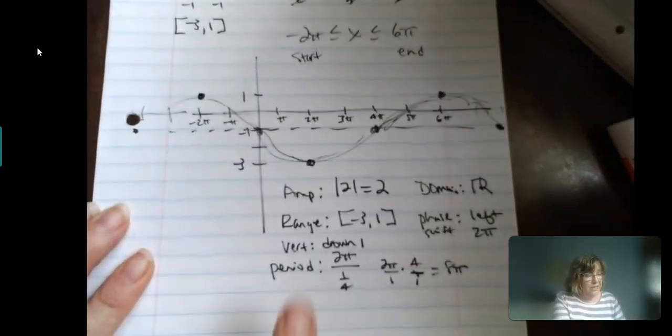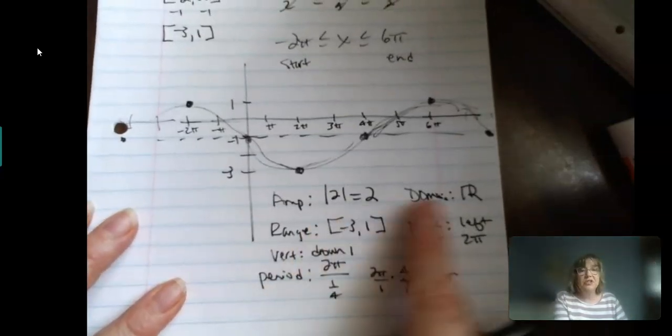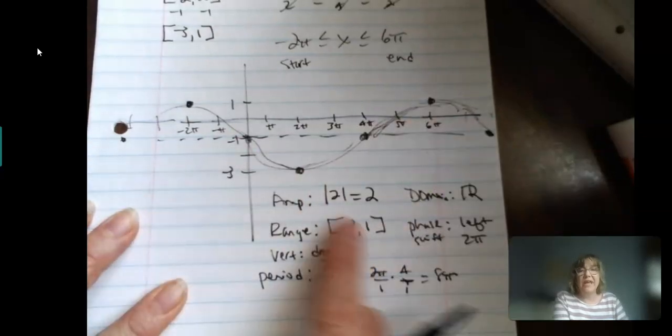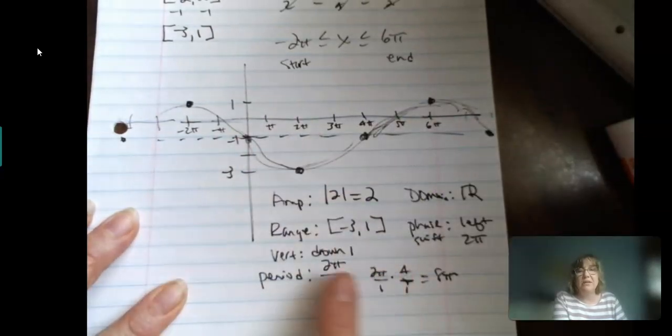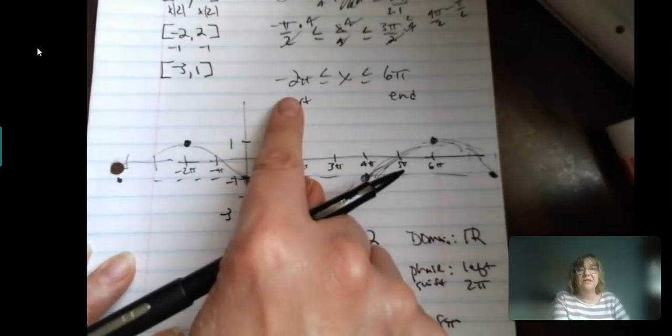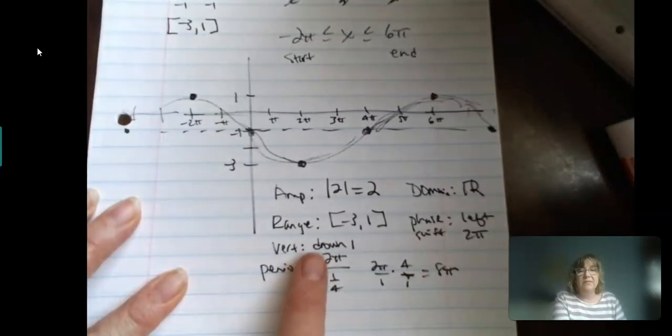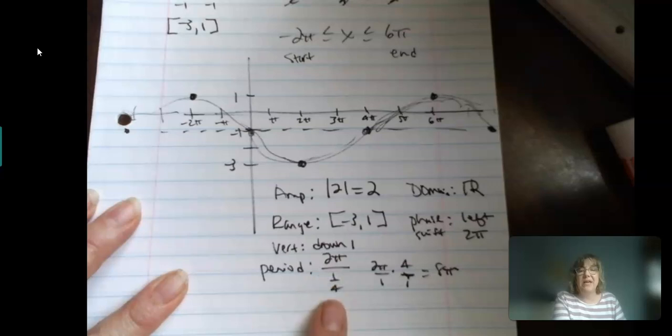Again, amplitude is 2. Domain is all reals, goes forever. Range is from -3 to 1. Phase shift is left 2 pi. Period is 2 pi divided by the coefficient, multiplied by the reciprocal, 8 pi.